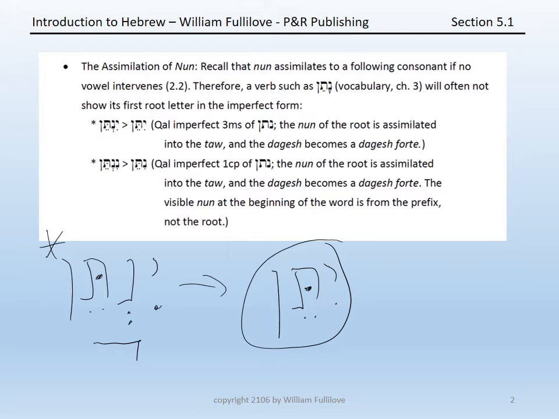Similarly, in the first common plural, the expected form nintan does not occur because the second nun assimilates to the tav, creating nittan. The nun that is visible then is the nun of the prefix, not the nun of the verbal root.